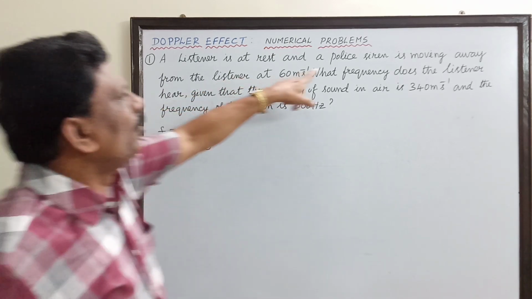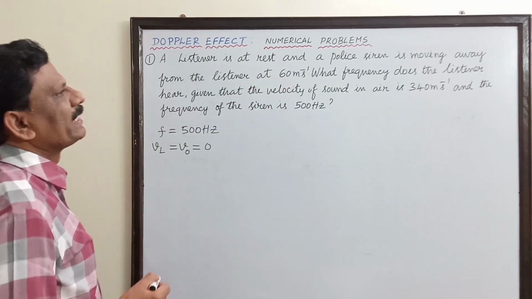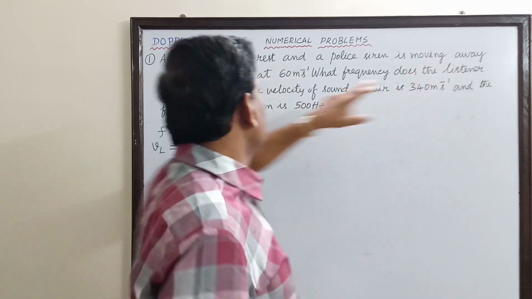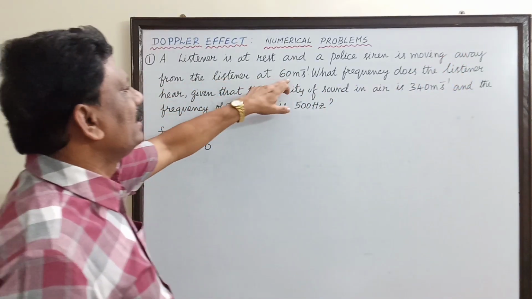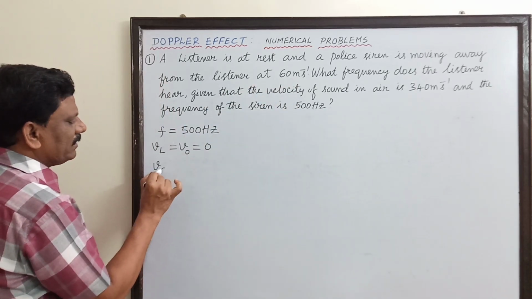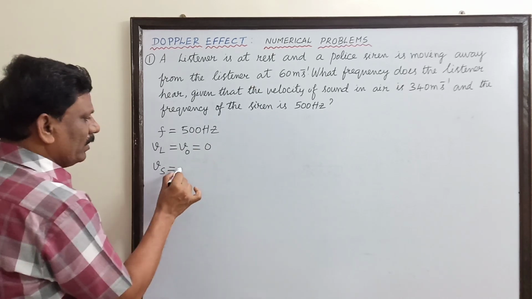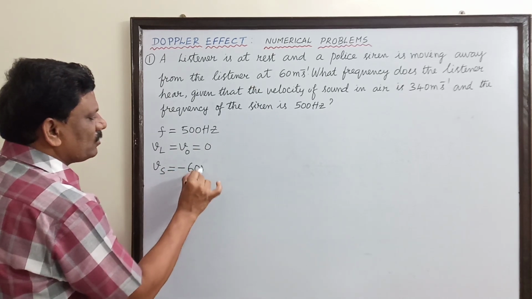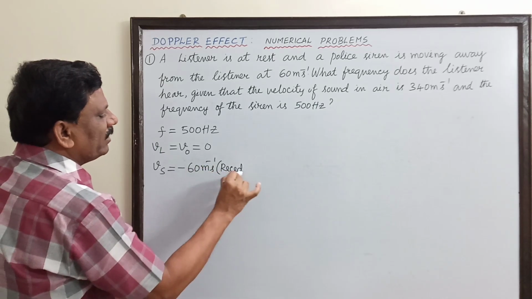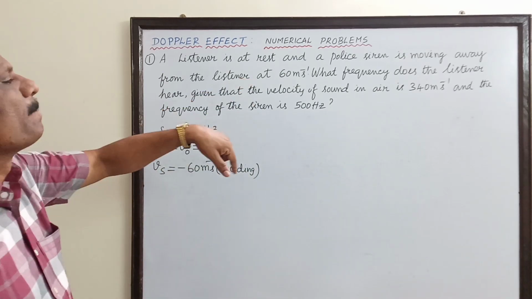Now the police siren is the source which is moving at 60 meters per second, moving away from the listener. Anyhow, the value alone I will write. So velocity of the source is equal to minus 60, because it is receding away from the stationary observer.